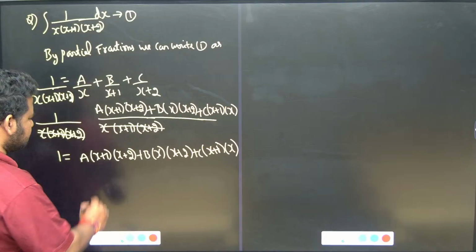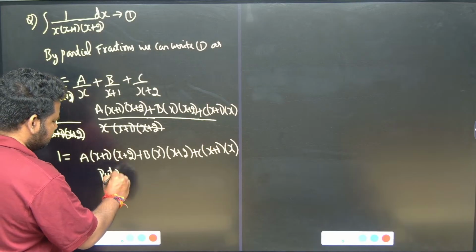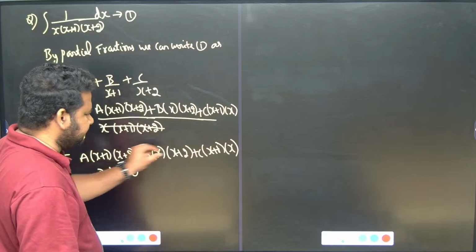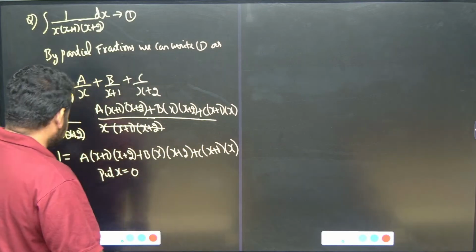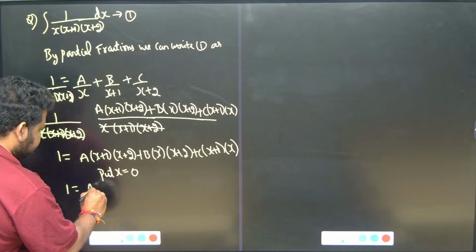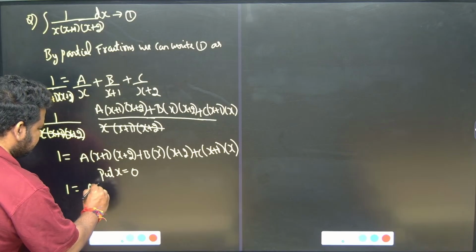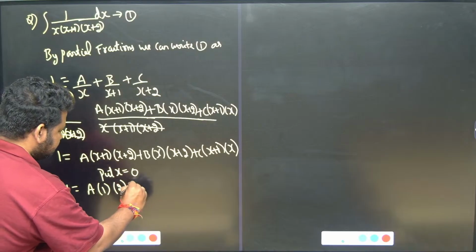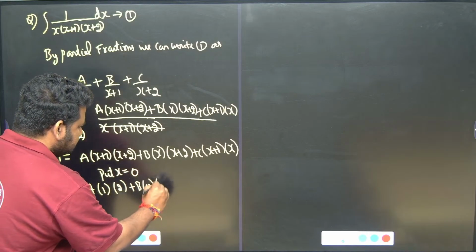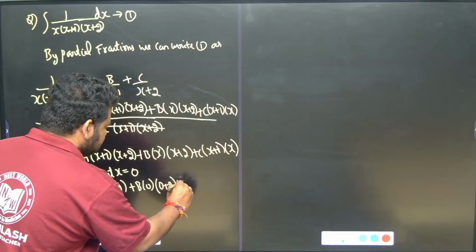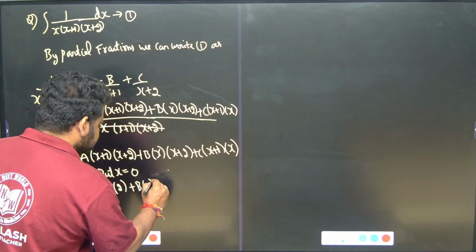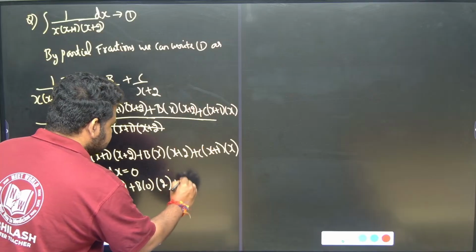Let me put x is equal to 0 first. What will I get? Here x is equal to 0, here x is equal to 0. That means b and c will be eliminated, I will be having a. 1 is equal to a into 0 plus 1, this will be 1, into 0 plus 2, this will be 2, plus b into 0 into 0 plus 2, plus c into 0 plus 1 into 0.